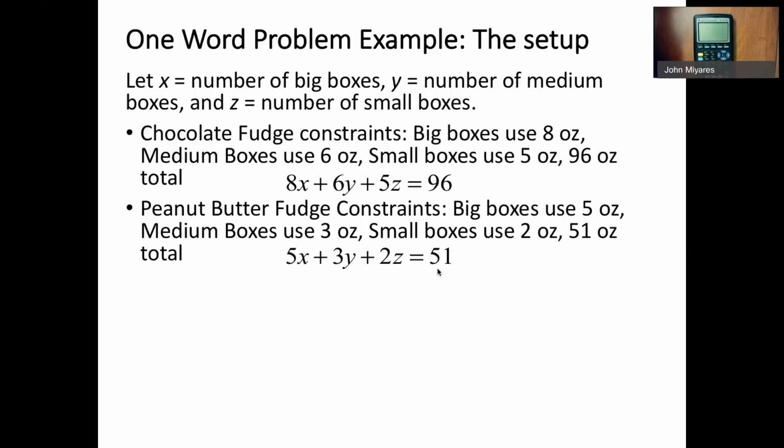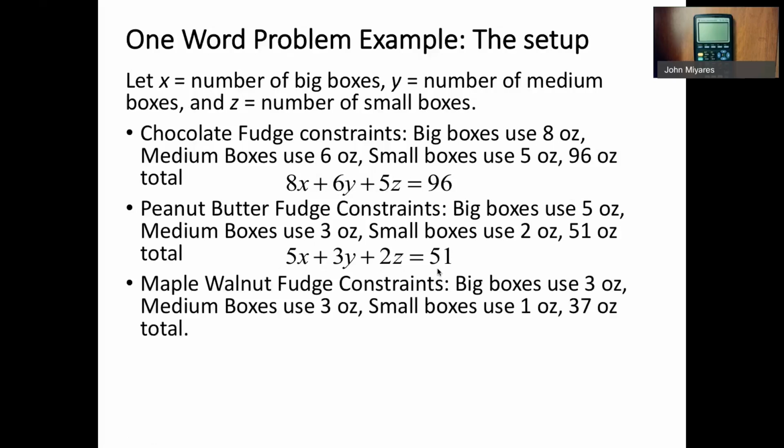Finally, we have the maple walnut fudge, where a big box and a medium box both contain 3 ounces of maple walnut fudge, but the small box only has 1 ounce, and we have 37 ounces of maple walnut fudge total available. Putting that together into one equation gives us 3x plus 3y plus 1z equals 37. Now we have 3 equations and 3 unknowns.